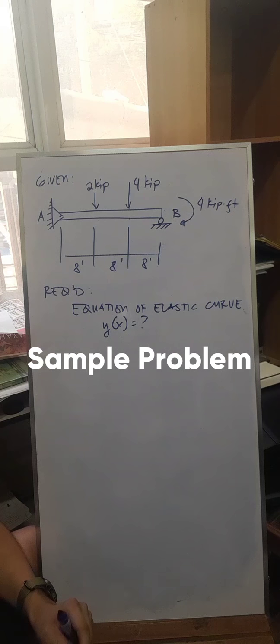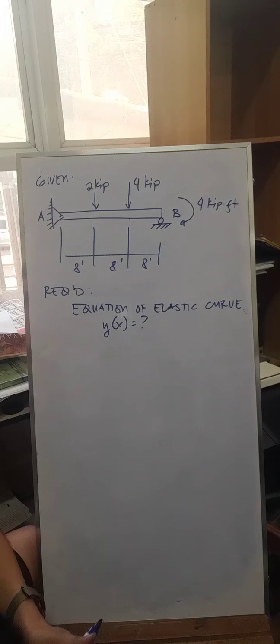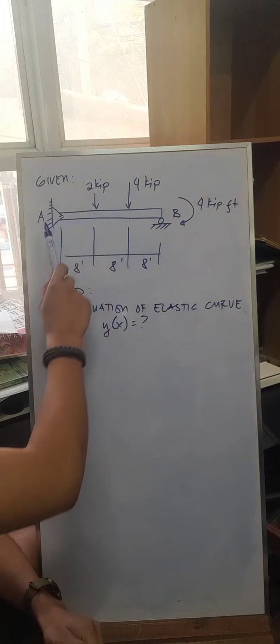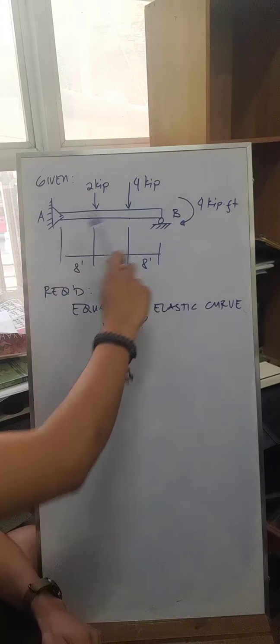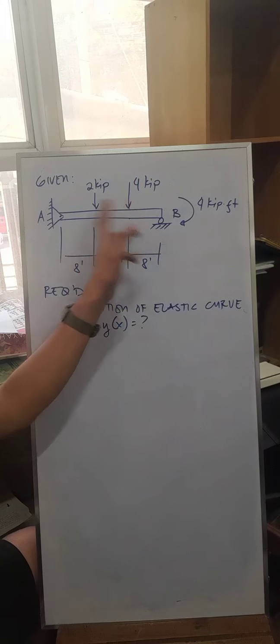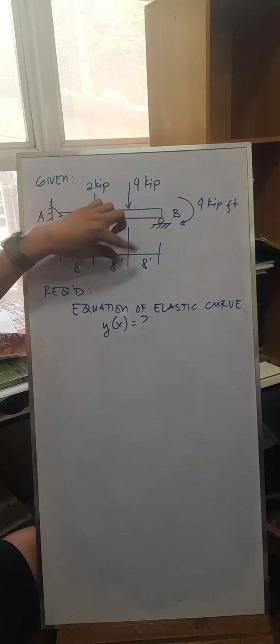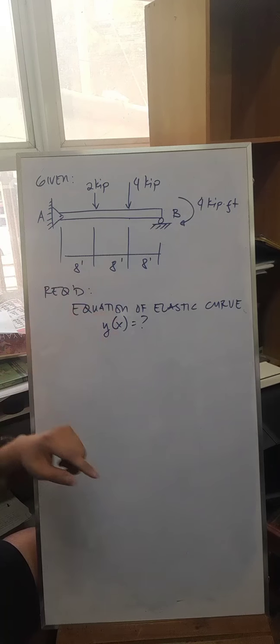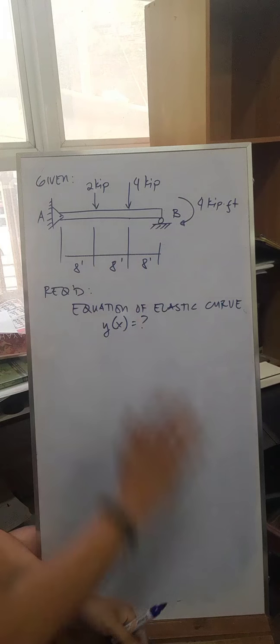This is another example for the double integration method in finding slope and deflection in beams. In this problem, we're given a beam which has a pin support at A, and a roller support at B. Two loads are applied: a 2 kip and a 4 kip load applied at 8 feet distances. These are the dimensions given.